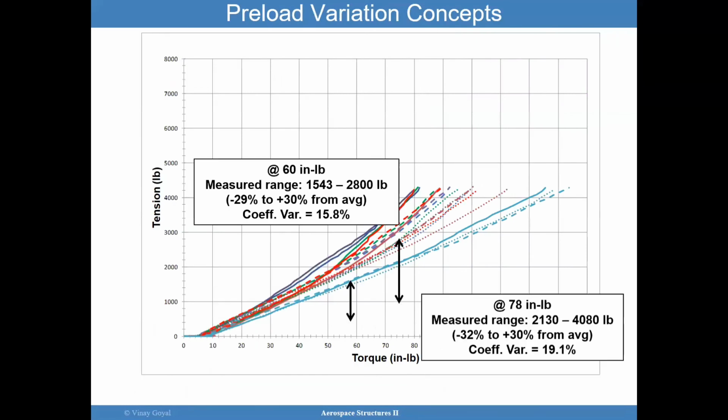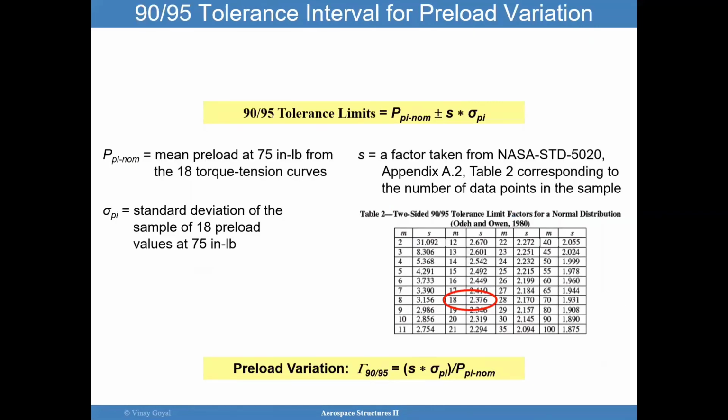Here's an example of a lot of preload and tension and torque variability. And so there are approaches that people have used in establishing 1995 tolerance limits on the preload with measurements of the standard deviation and so forth. That is an approach that people have used to create bounds on what is acceptable for preload.